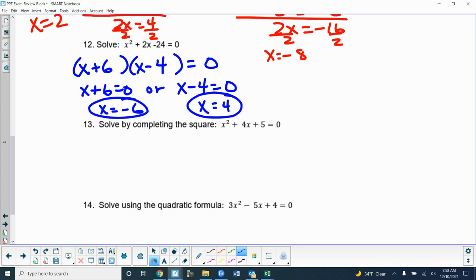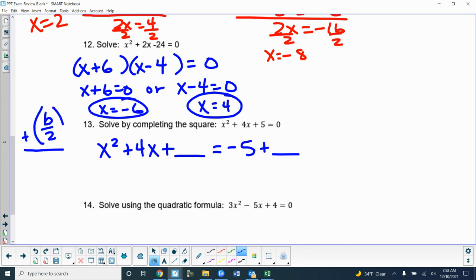This one we're supposed to solve by completing the square. When we complete the square is when we do the plus blank stuff. I have to move the c value, that 5, to the other side. How do I move it over? Subtract the 5. And then you add your blanks to both sides. All right? Remember the blank? You might want to write this on your note card. Is the b value divided by 2 squared. So what's 4 divided by 2? 2, and what's 2 squared? 4.